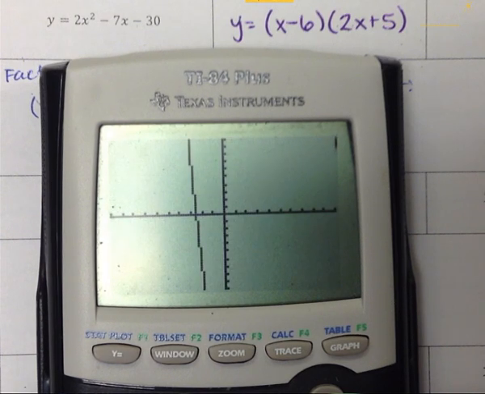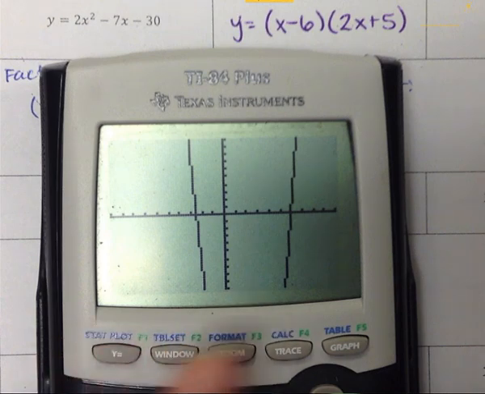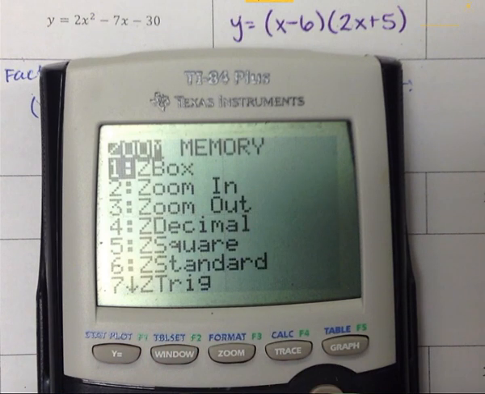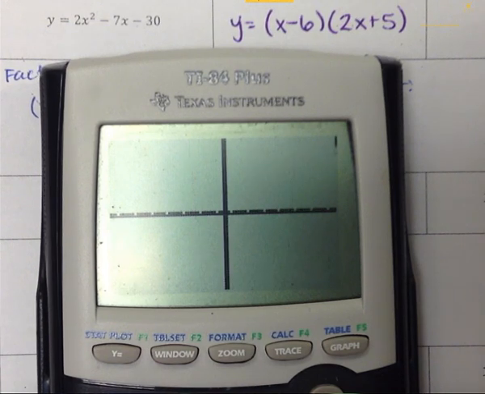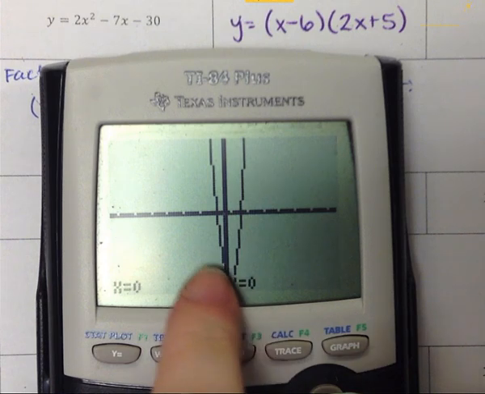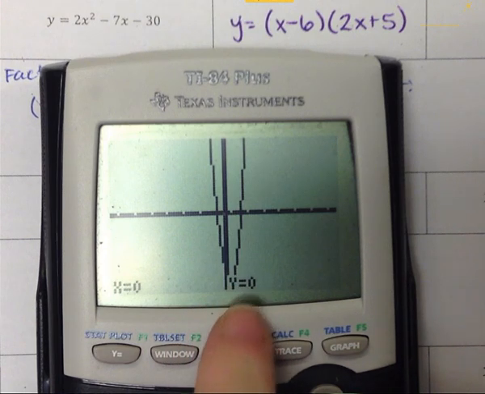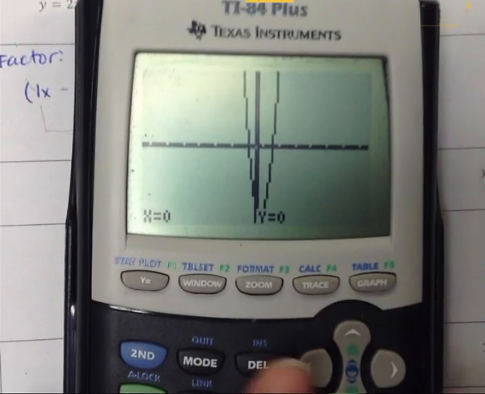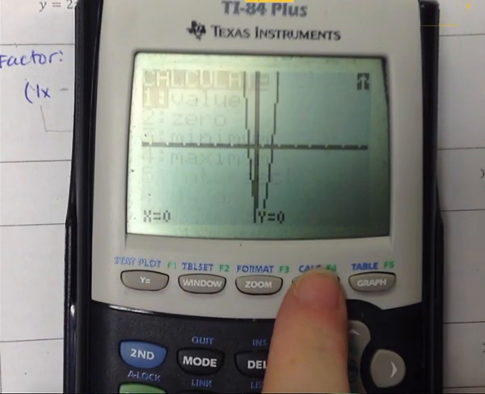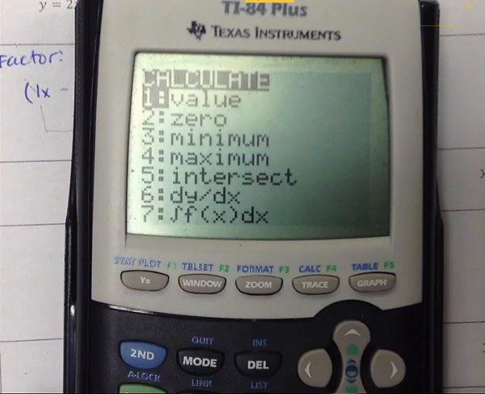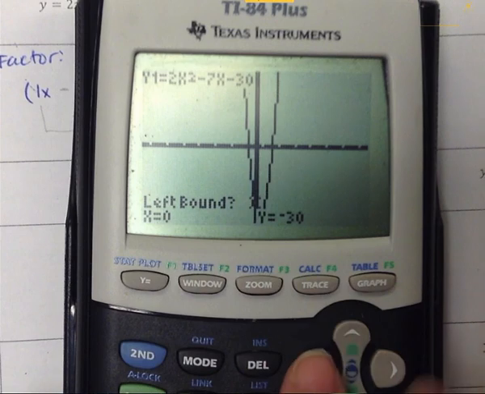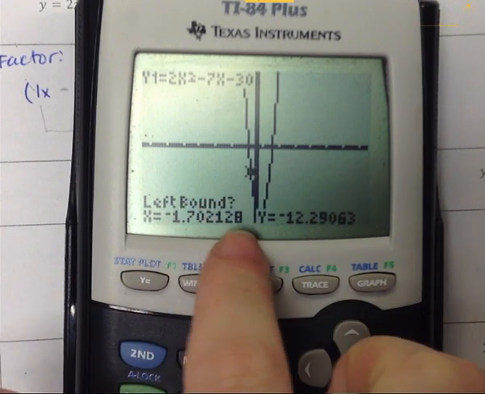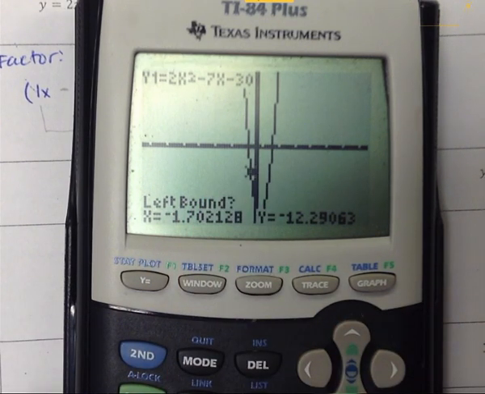and see a graph. So I can see the graph, but I cannot see the vertex. So I need to zoom out. Now again, I have to press enter on the graph to make it zoom out. And I can see the vertex is down here. I can't actually find it by looking at it, but I can find it by calculating it. So I'm going to go to second, calculate, and I wanted the minimum this time because this one is opening up. So it says go to the left of the vertex. I'm going to press the left arrow key, and my vertex is down here, so I know this is to the left. I'm going to press enter.